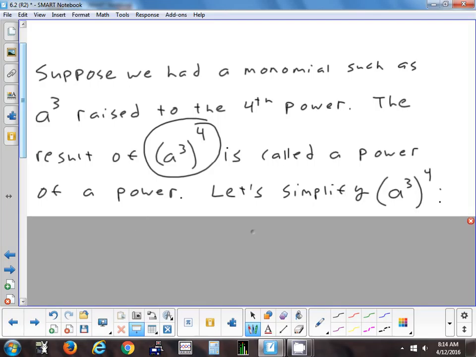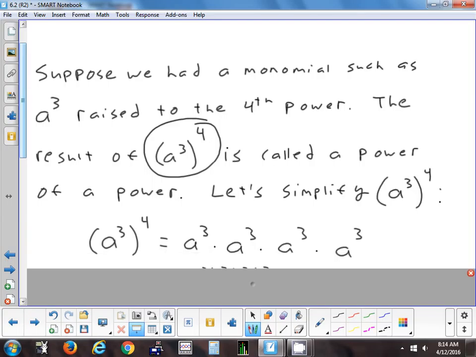So, a cubed to the 4th power. That means you're going to multiply a cubed by itself. How many times? 4 times. Okay, so you would write it just like that. A cubed to the 4th power means what Victor just said: take a cubed times a cubed 4 times.